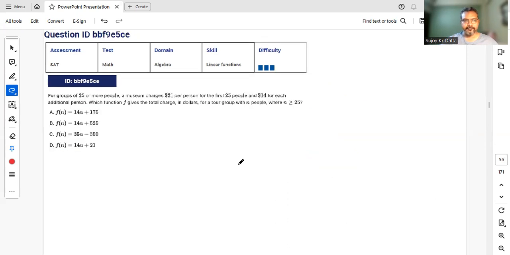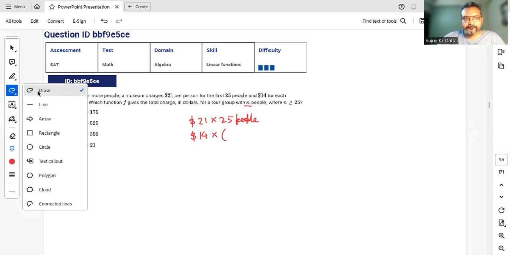Next. So it says that for groups of 25 or more people, a museum charges $21 per person for the first 25. So it's 21 times 25. And then $14 per person for each extra, the rest. Now it's saying that there are n people in all. So 25 people are already accounted for here. So out of the n people, 25 are here. So how many are remaining? So the remaining would be n minus 25.